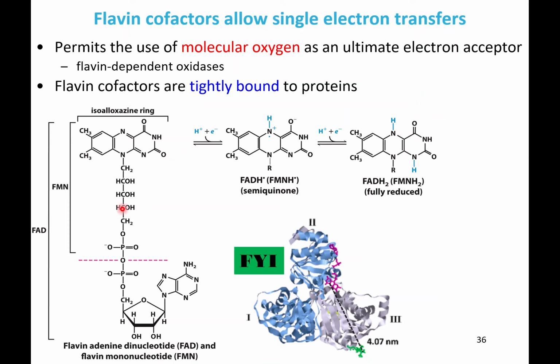You have that, then it's attached to a ribose sugar and a phosphate group. That's what we refer to as FMN, or flavin mononucleotide. Okay, when that is also attached to another phosphate and an adenine, right? So this is an ADP attached to that ribose. That's what we refer to as FAD, or flavin adenine dinucleotide.